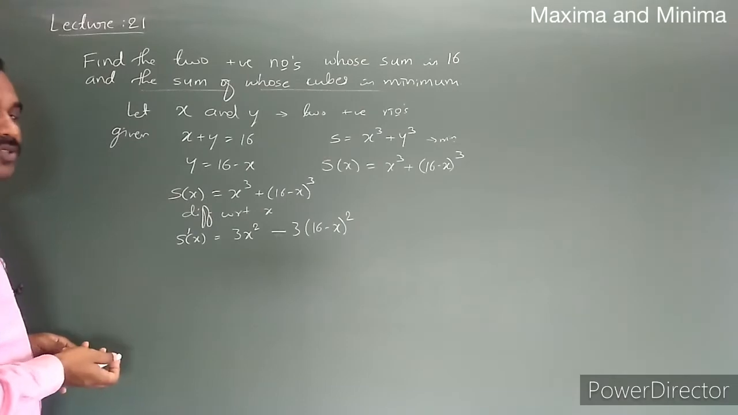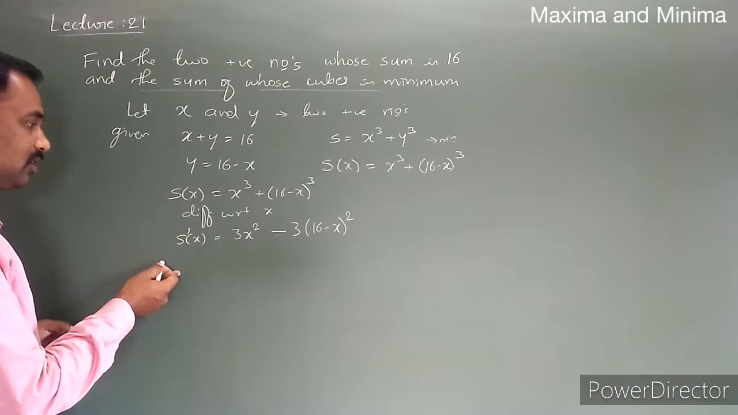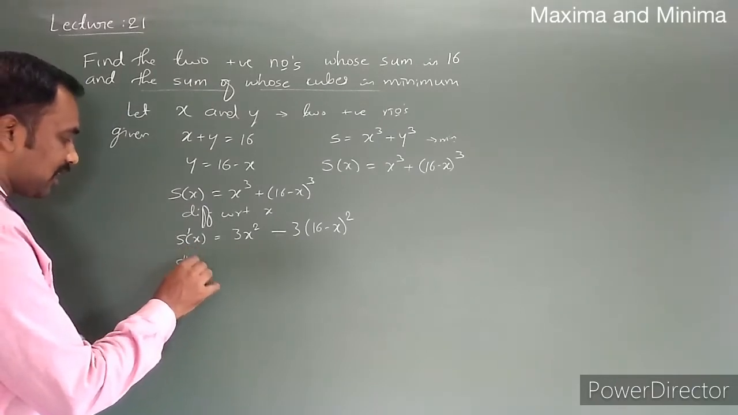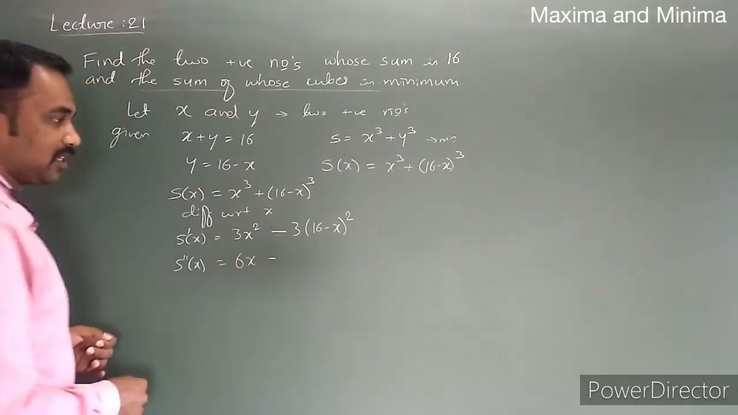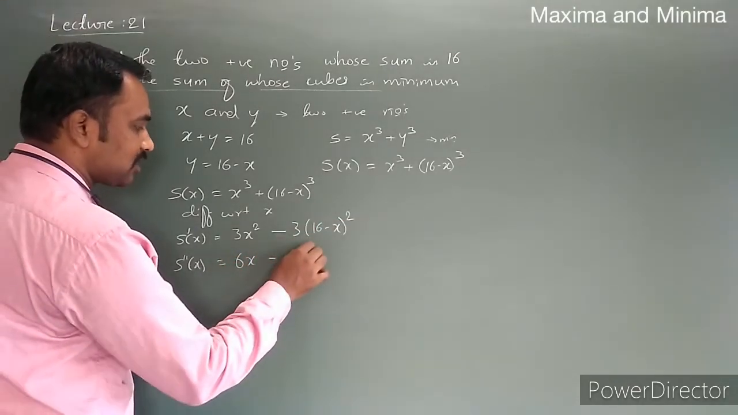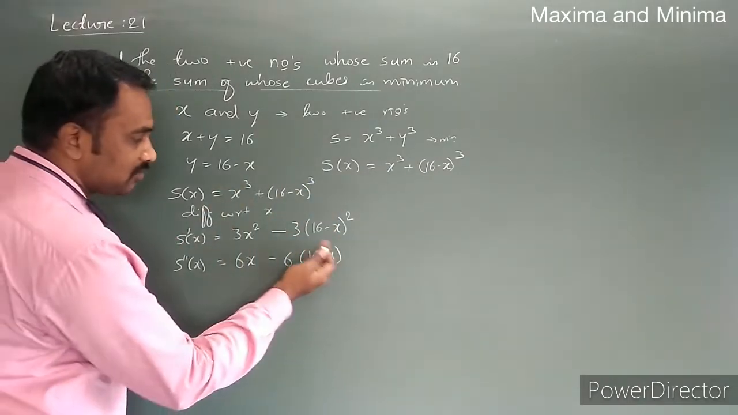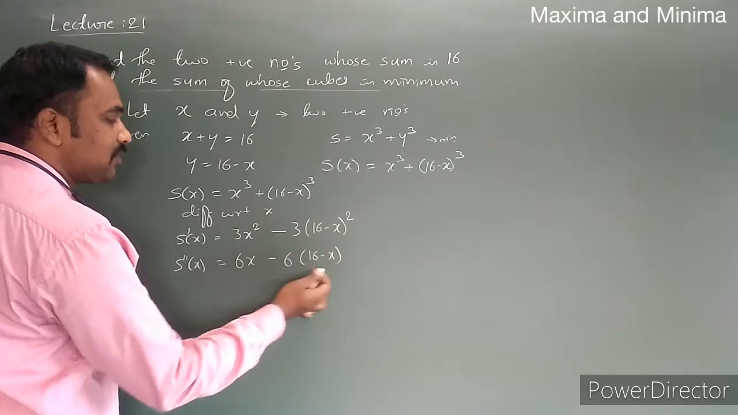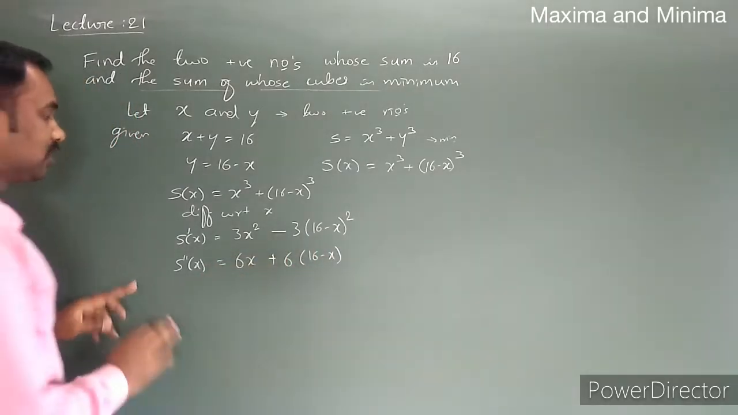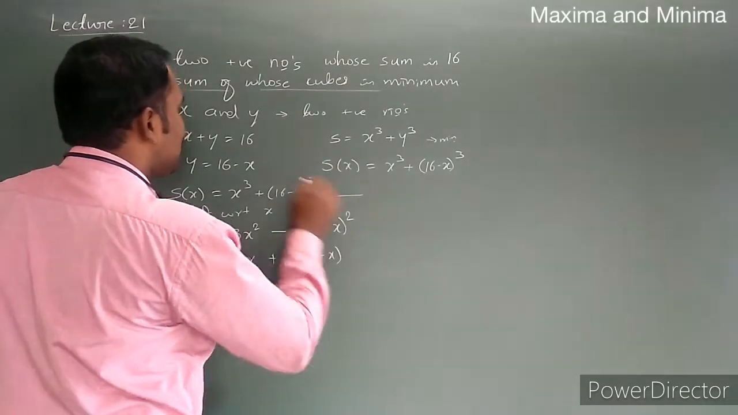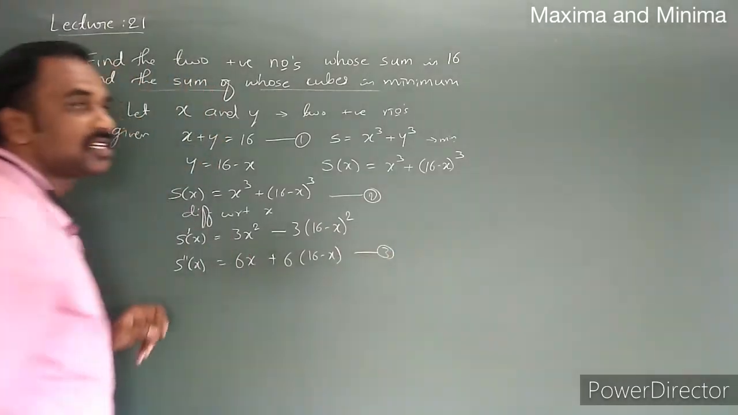Now we have to use the second derivative test, so I differentiate one more time. S double dash of x is equal to 6x minus 3 into 2 into (16 minus x) into the derivative of 16 minus x, which is minus 1, so minus into minus becomes plus. This is equation number 1, this is equation number 2, and this is equation number 3.